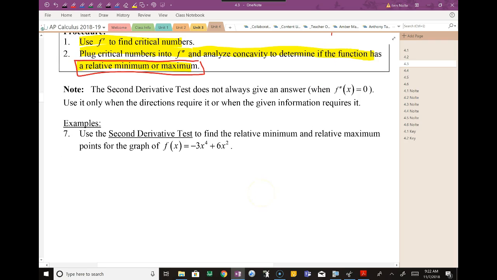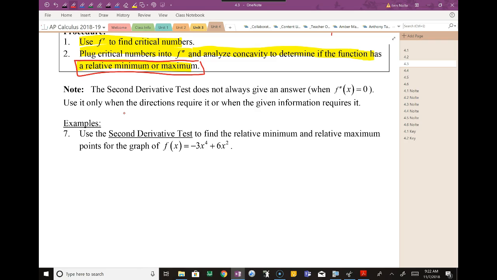Okay, so this little note says the second derivative test does not always give an answer when your second derivative is equal to 0. Use it only when the directions require it or when the given information requires it. Basically, if they ask you to find a min or a max, you can still use that test that we did last section. You can use a first derivative test with the number line to find a max or a min, but if it specifically says use a second derivative to do it, then you have to use the concavity to make your statement.